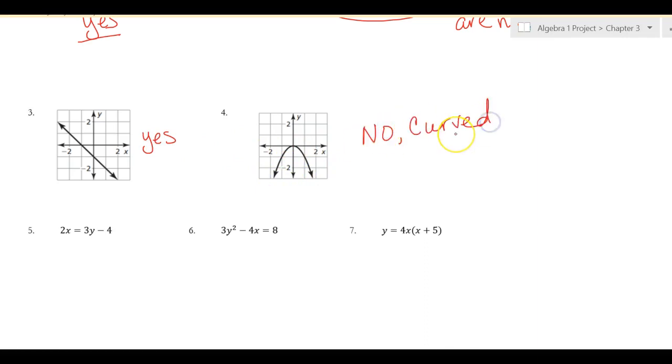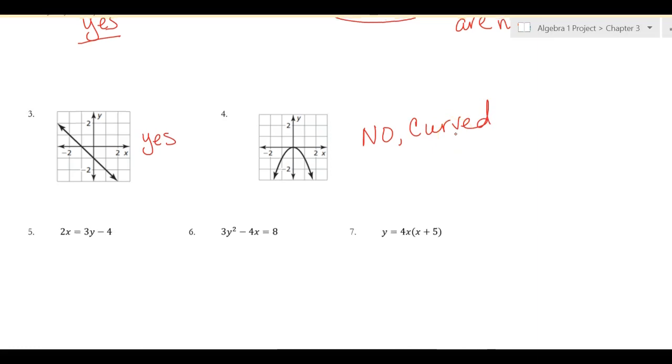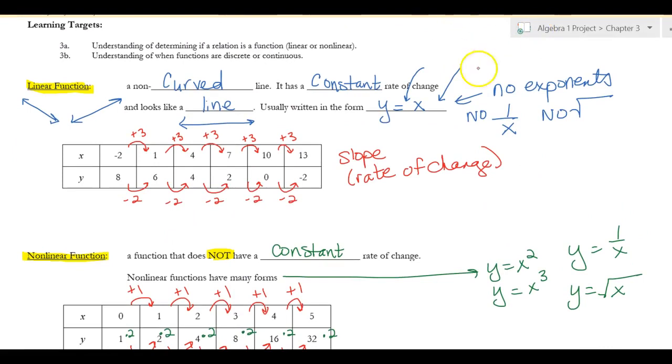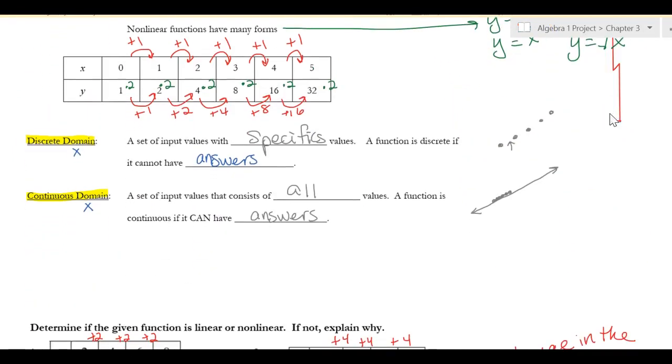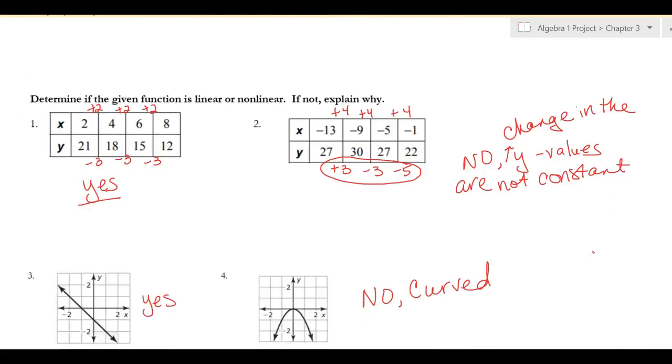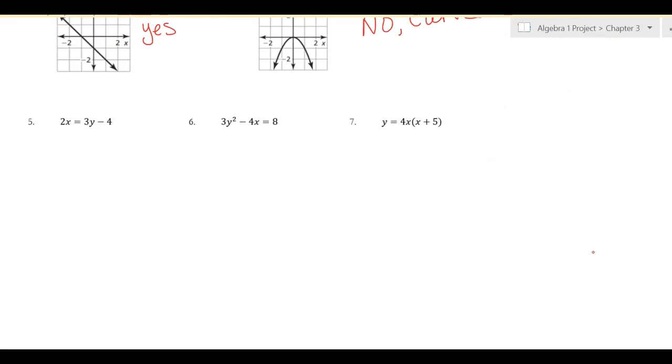Can't have a curve. All right, so 5, 6, 7, you're going to have to look at your rules up here that we talked about. So no exponents, no over x, all those things right here. This makes it not a function. That makes it linear. If you get any of those things, it's not linear. So why don't you try 5 through 6, and when you think you have it, press play.